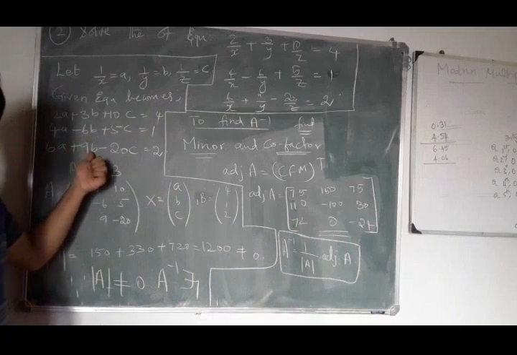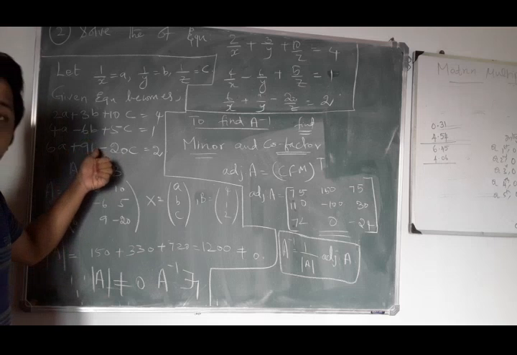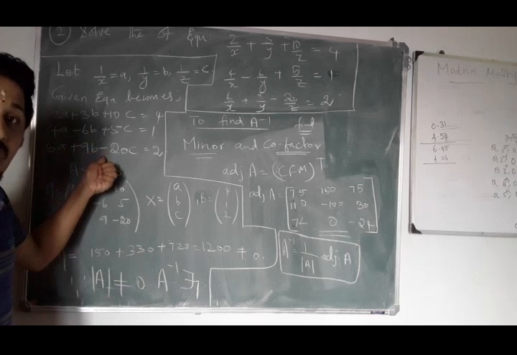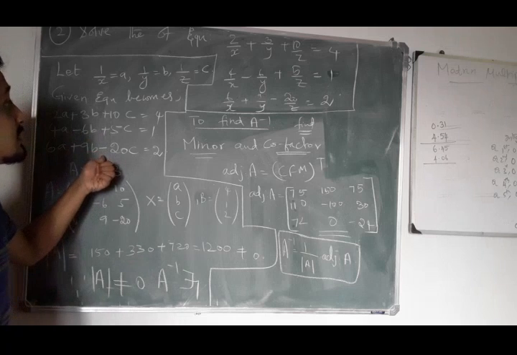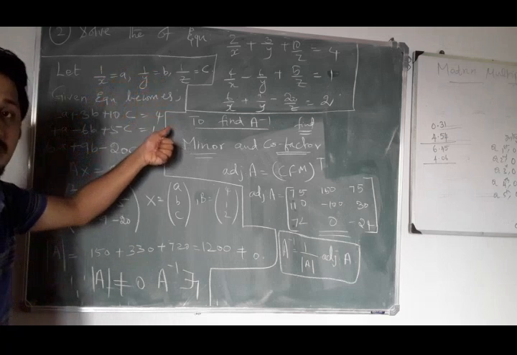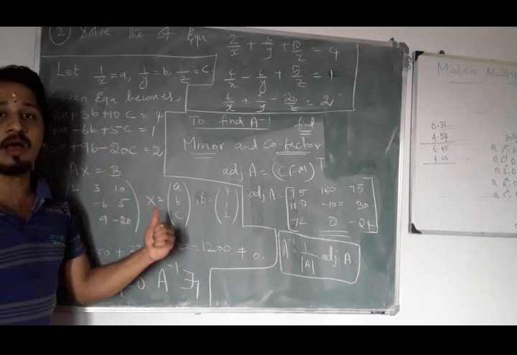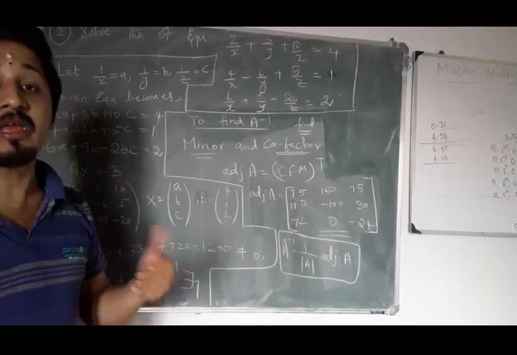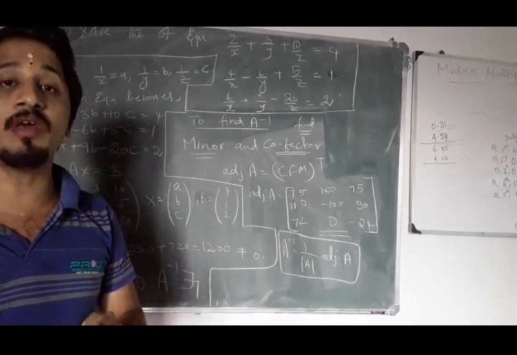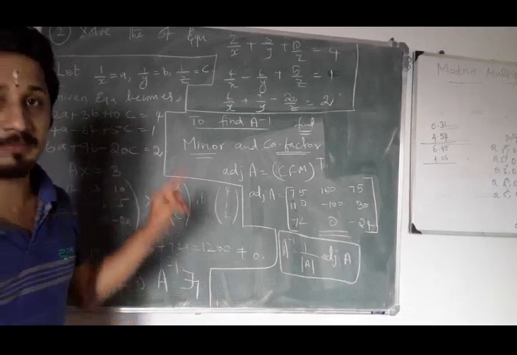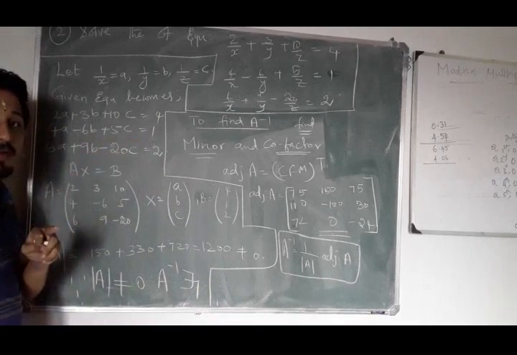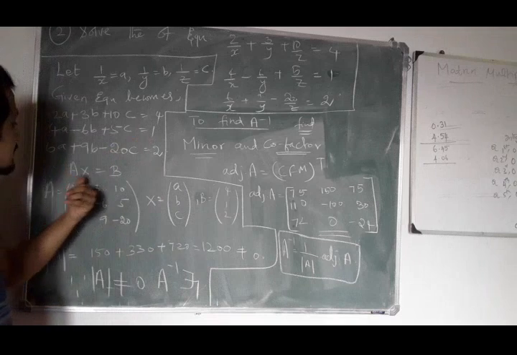Now you have a system of linear equations having three unknown variables, which are x, y, z, that is 1 by x, 1 by y, 1 by z, in terms of a, b, c. Again, you have a system of linear equations in terms of three unknown variables, which are a, b, c. Is it clear? Now, Ax is equal to B.